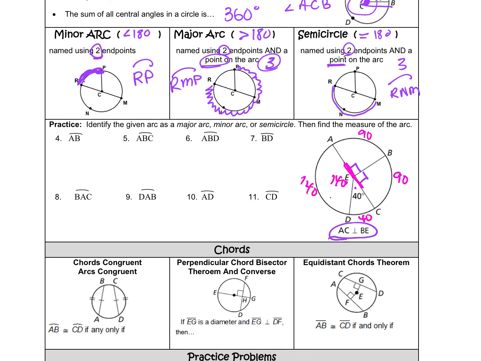So what is A to B? So A to B right here is 90 degrees, which is a minor arc. Now, if you look at it, remember our minor arcs have to have only how many letters? 2. So I can sit back and go ahead and say that all of these are minor arcs.